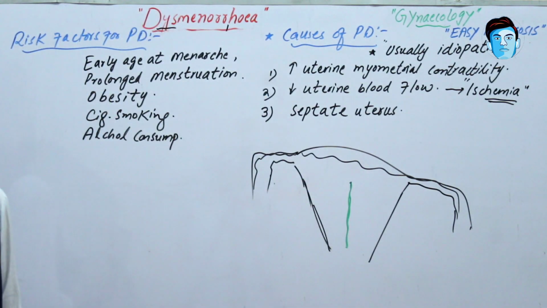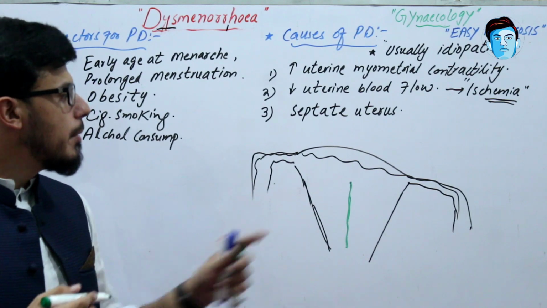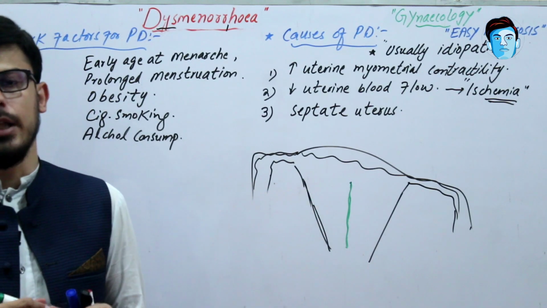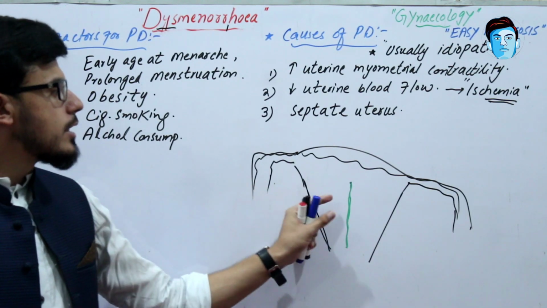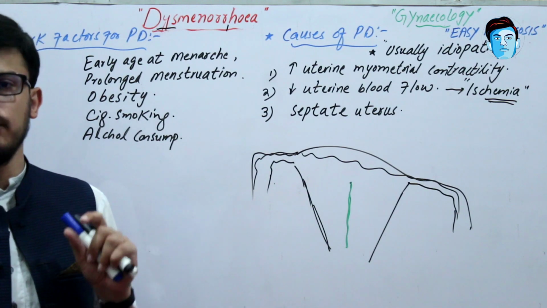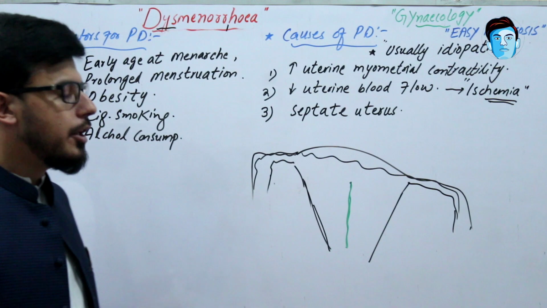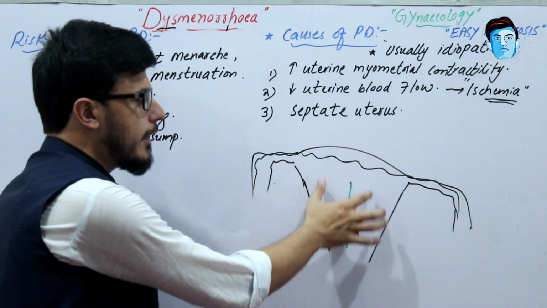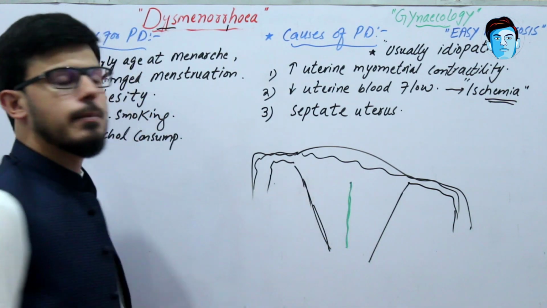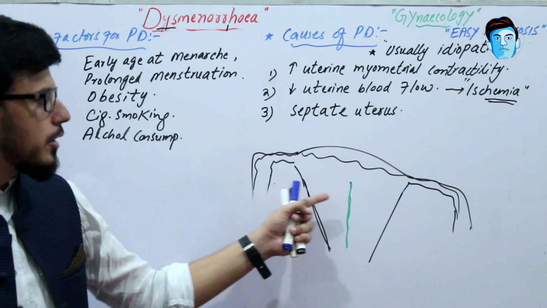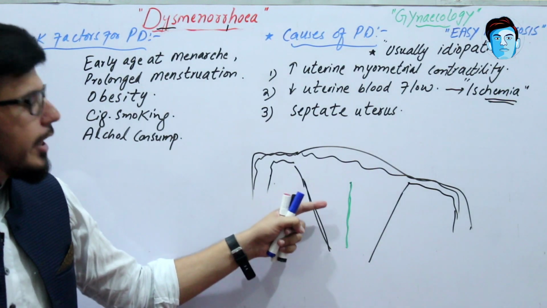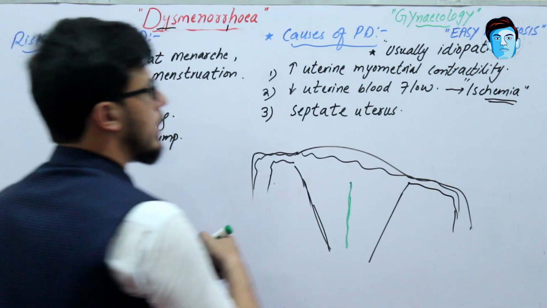So this septa, which is also called a membrane, could be thin or thick, and it is actually a fibrous and muscular band of tissue. As a result of this septum formation, it divides the single compartment body of the uterus into a double compartment. This septa is formed as a result of a congenital anomaly.